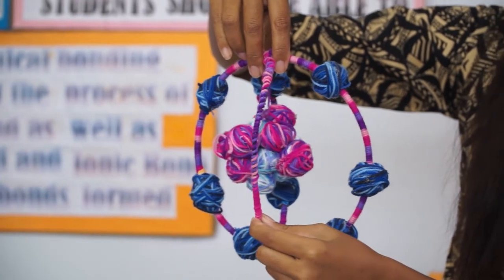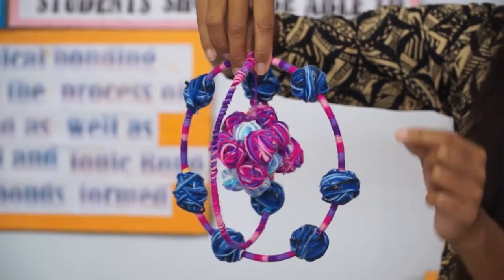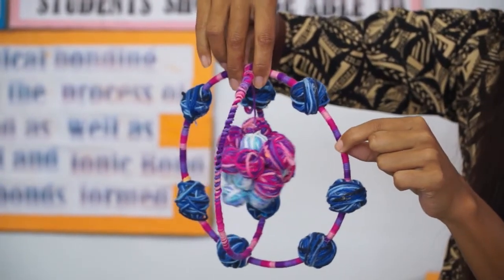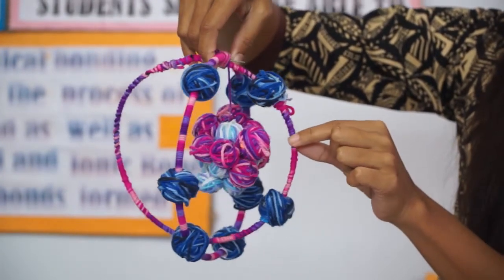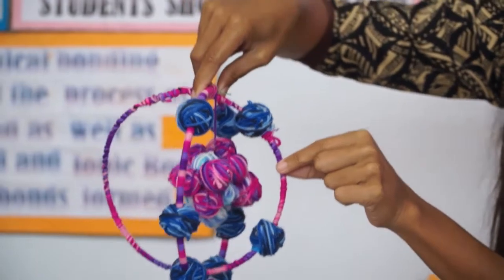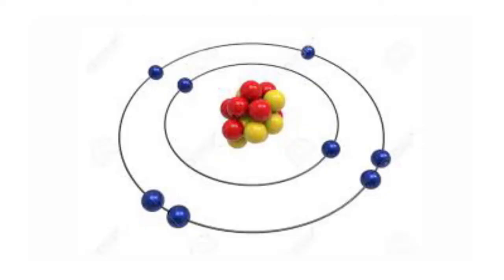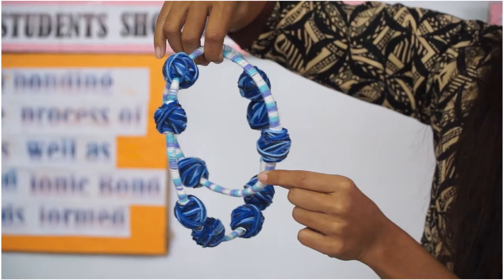There is the combination of 12 poles in the center, indicating the protons and neutrons. And there are the electron arrangements on the shells. The first shell holds 2 electrons, and the outermost shell contains 6 electrons, which means oxygen is not stable.